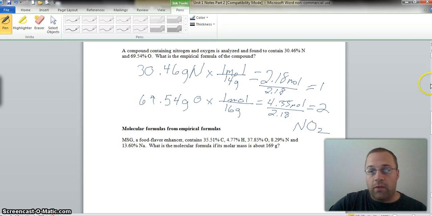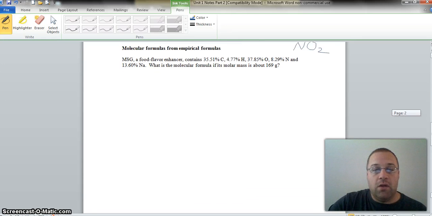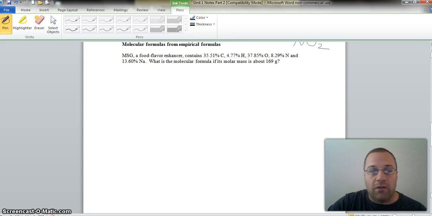The next problem takes it one step further. We're going to look at MSG. MSG is made up of carbon, hydrogen, oxygen, nitrogen, and sodium. You can see the mass percentages that are there. And the difference between the 2 problems is this one gives you a molar mass of 169 grams. So we're going to do the exact same thing we just did in the previous problem. We're going to solve for the empirical formula. Same steps: assume we have a 100-gram sample, convert them all to moles, divide by the smallest number. And then there's going to be one extra step where we have to compare the mass of our empirical formula to the mass of the molecular formula.